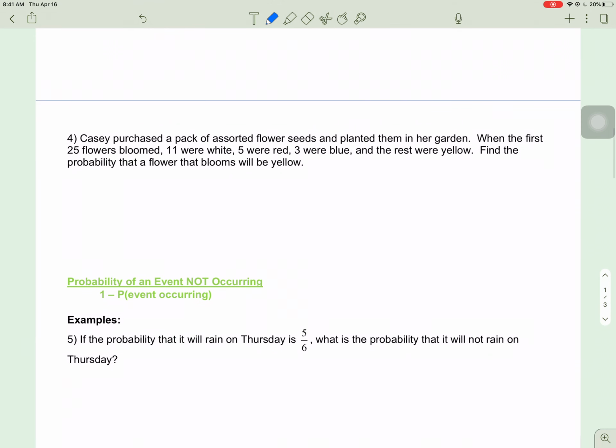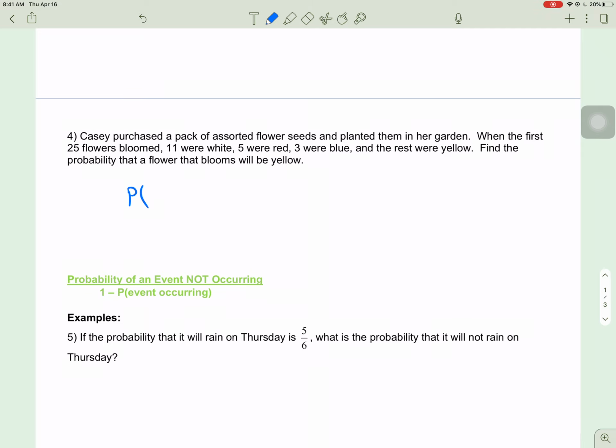Number 4. Casey purchased a pack of assorted flower seeds and planted them in her garden. When the first 25 flowers bloomed, 11 were white, 5 were red, 3 were blue, and the rest were yellow. Find the probability that a flower that blooms was yellow. So the probability of a yellow flower.